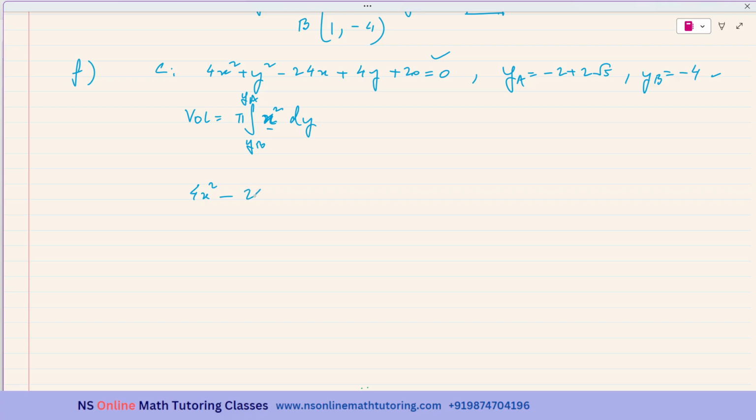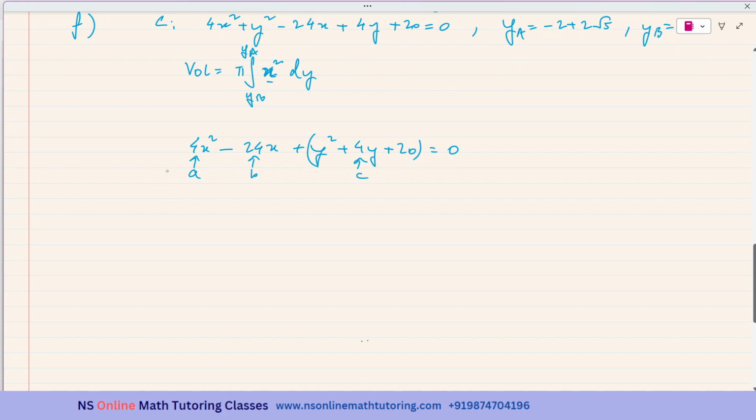4x² − 24x + y² + 4y + 20 = 0. Now I can treat this as a quadratic equation in x. So this one is A, minus 24 is B, and this whole thing is C. And I'll be using the quadratic formula.